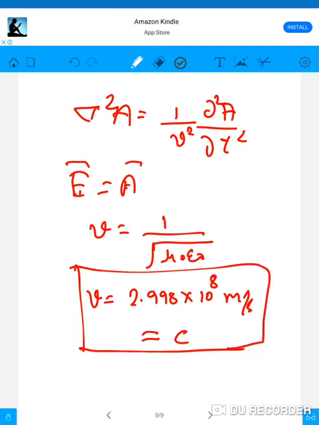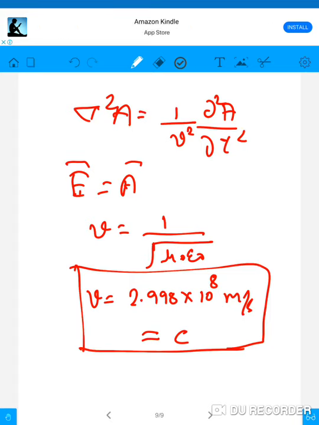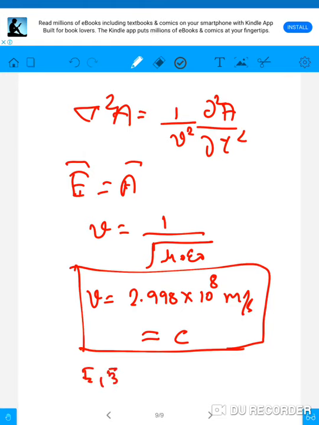From here on, Maxwell actually articulated that light is an electromagnetic wave, because similarly you can have an equation for the magnetic field, and E and B are both vibrating perpendicular to the direction of propagation of this wave. Then he actually explained this.